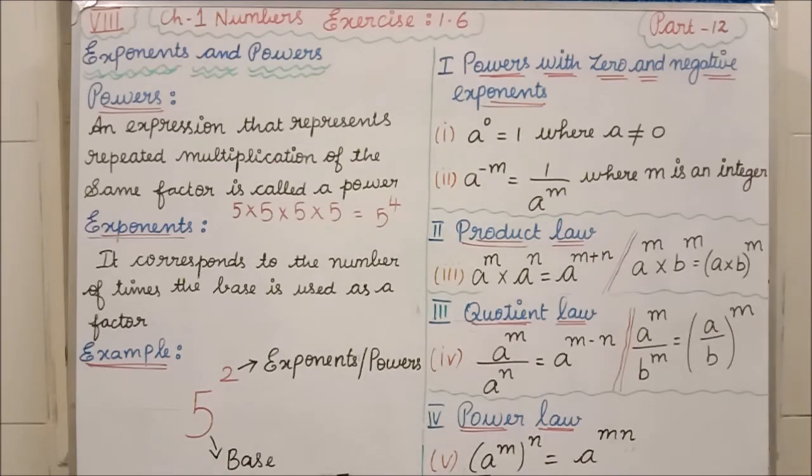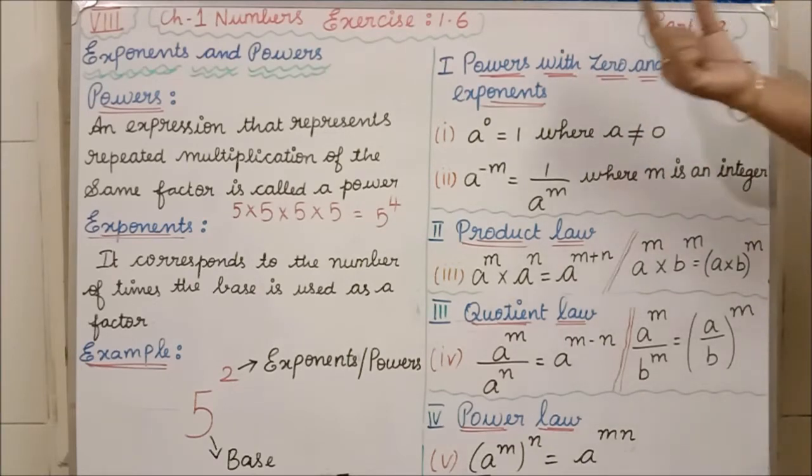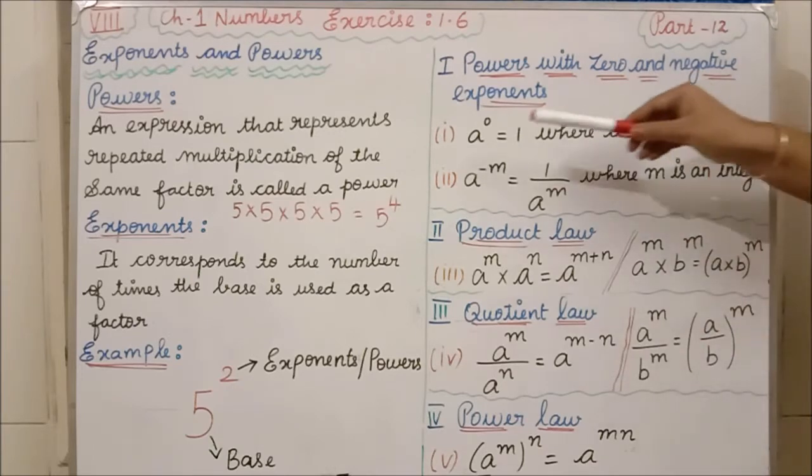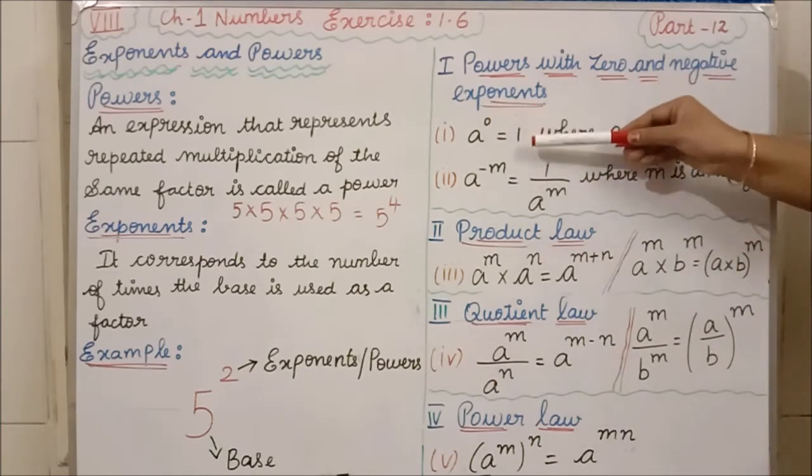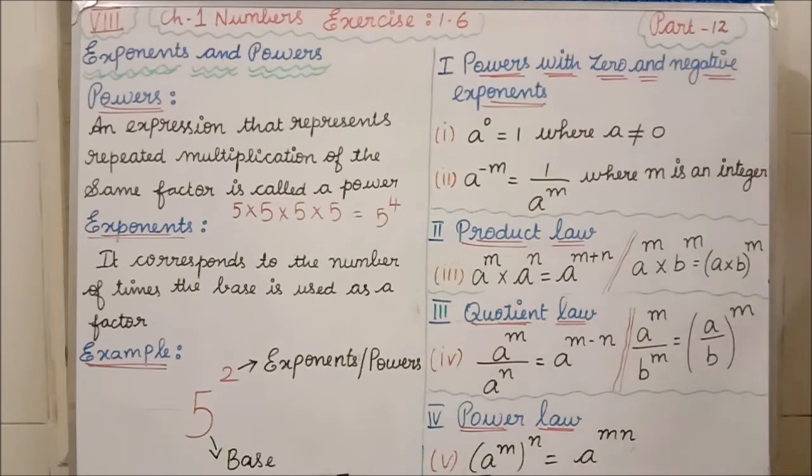Now we'll see the first one: powers with 0 and negative exponent. First we'll see powers with 0. A power 0, like that you have to say. A power 0 answer is equal to 1. Any number power 0, the answer is 1. For example, 1000 power 0 is what? 1. 1 lakh power 0 is what? 1. 10 power 0 is what? 1. So any number power 0 gives the answer 1.